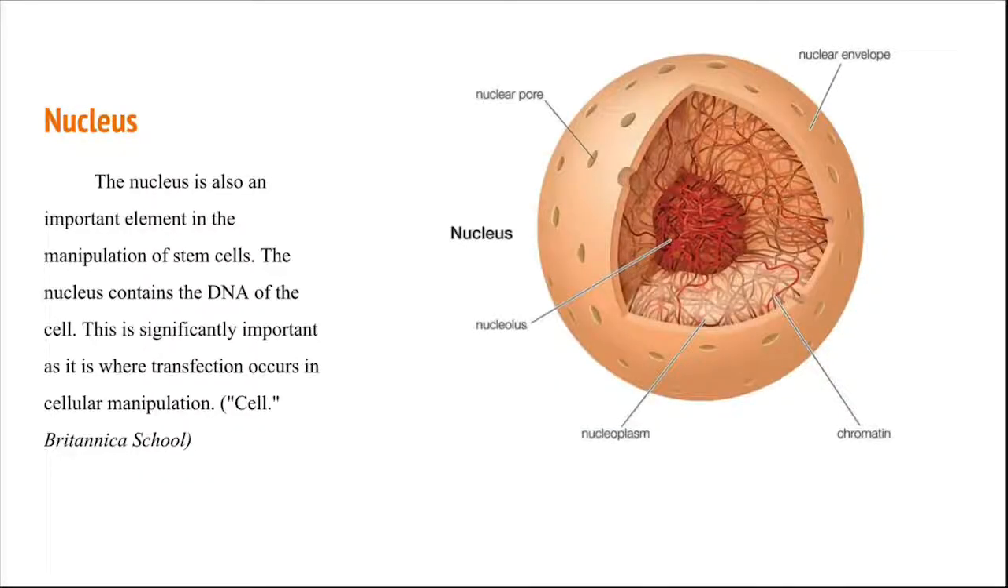The other main organelle that we are focusing on is the nucleus, and the nucleus is the central element of a cell. Its job is to contain all the DNA and control the cell. We'll need to look at this because when we introduce the DNA into a stem cell, it's going to have to go here to be integrated.